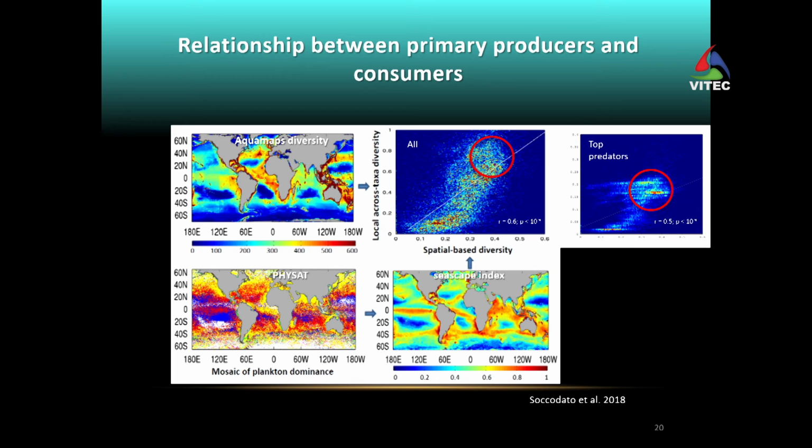This is what we had before with the satellite view. And if we just consider the top predators, for example, this division becomes even more visible. These are the hotspots for top predators diversity identified using the satellite, which we remember at the base is just an indication of phytoplankton diversity or environmental heterogeneity.